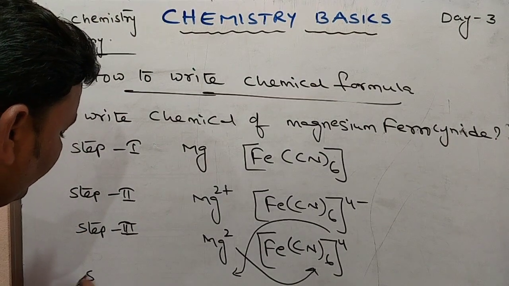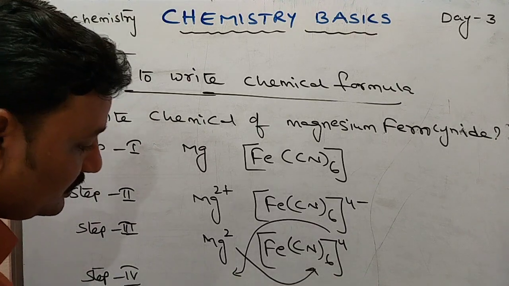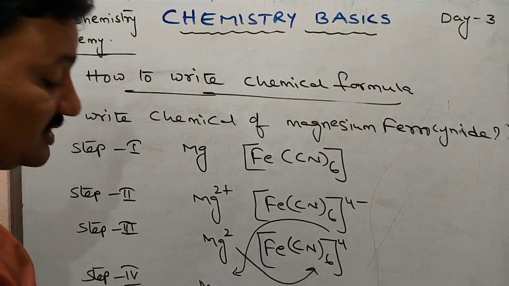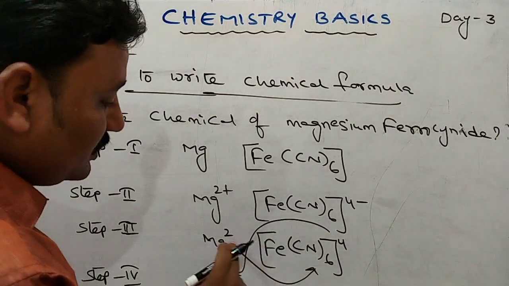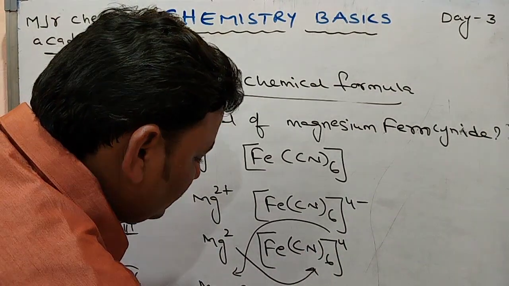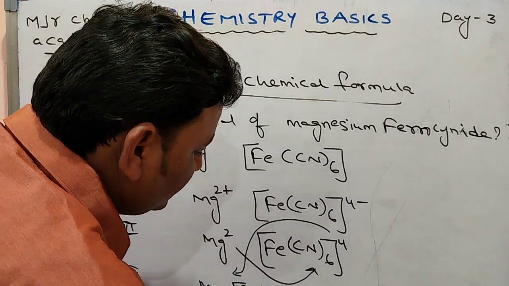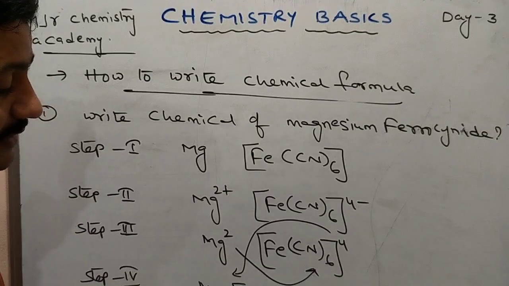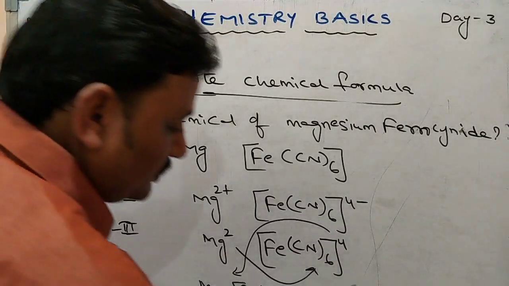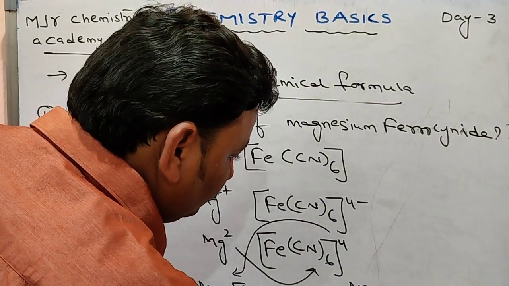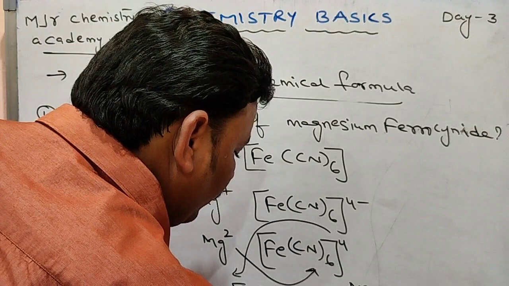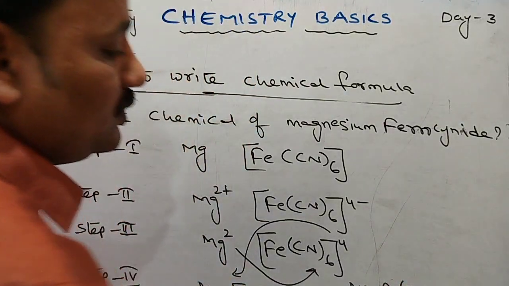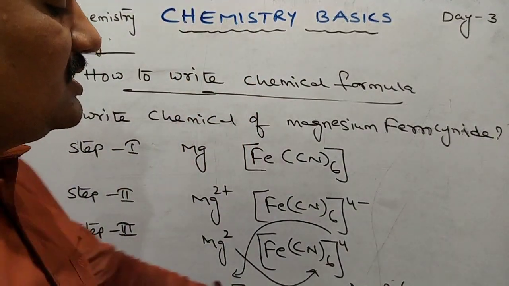What will step 4 be? 4 into Mg, so Mg4. These can be used as subscripts. And 2 into Fe(CN)6, so Fe(CN)6 subscript 2. Now convert that to the simplest ratio. Mg, how many times? 4 times. Convert that: 2 2s are 4. So we write Mg2, and 2 1s are 2. Now the formula is Mg2[Fe(CN)6] only.